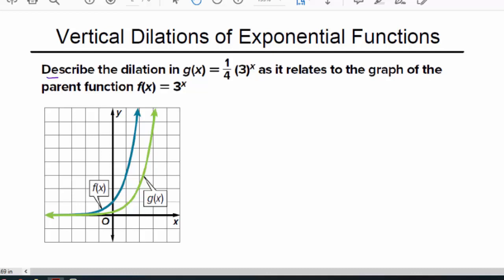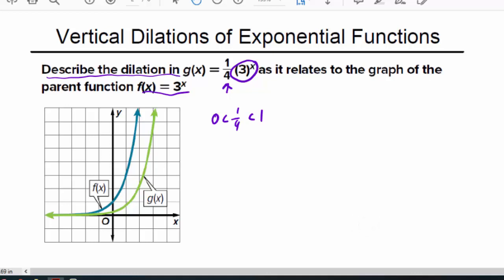The first example here wants us to describe the dilation of g of x equals 1/4 of 3 to the x as it relates to the parent function of 3 to the x. So the only thing that's added is this quarter right here. Since this function is being multiplied by a positive constant after this calculation is done, and this number is between 0 and 1, so 1/4 is between those two, it is being compressed vertically by a factor of 1/4.